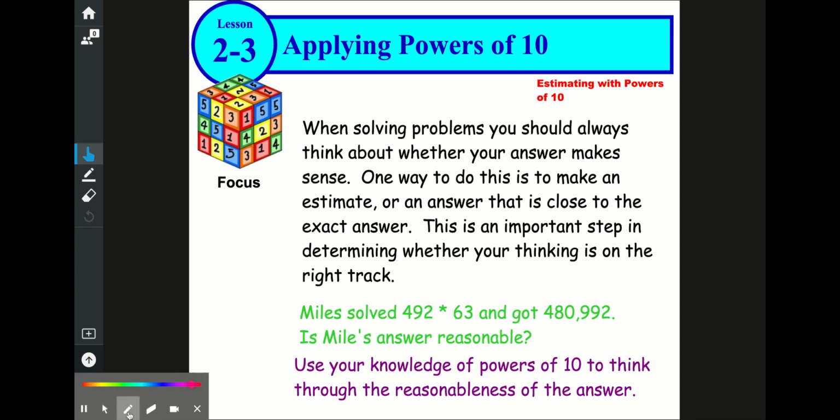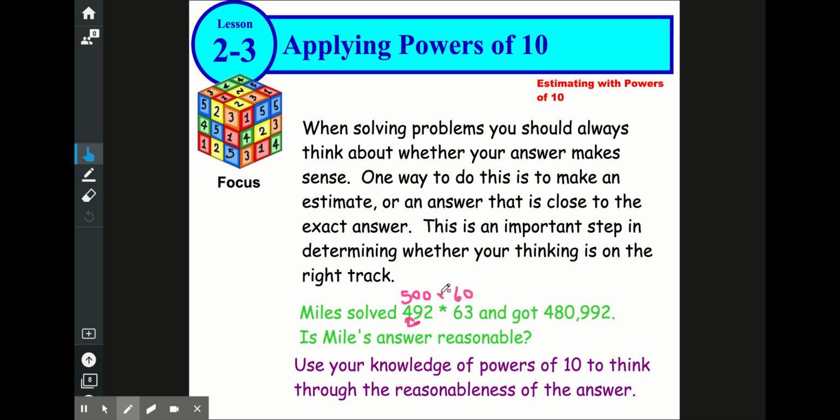I like to look at a problem like this, and I like to round them, again, to powers of 10, because I know how to do those extended facts. This is close to 500. 492 is going to round to 500 because that 9 tells the 4 to go up. And 63 is actually going to round down to 60 because the 3 tells the 6 to stay.